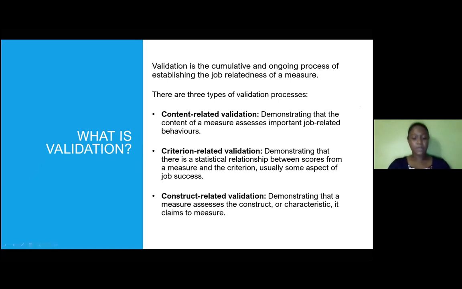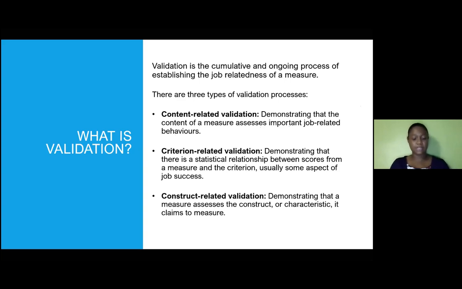Okay, thank you. So moving on to validation. Validation is a process of establishing the job relatedness of a measure. So in order to be sure a measure is useful and valid, we must collect evidence relating the measure to our job, to the job. So there are three types of validation.